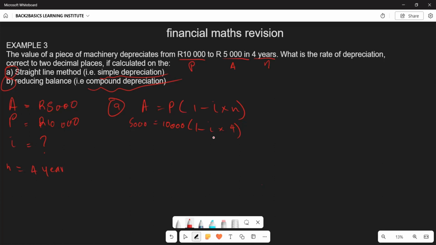We are going to start here. We are going to divide both sides by 10,000. If we divide both sides by 10,000, what is going to happen?